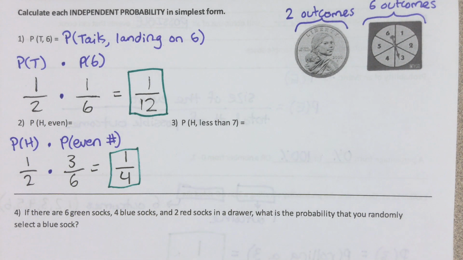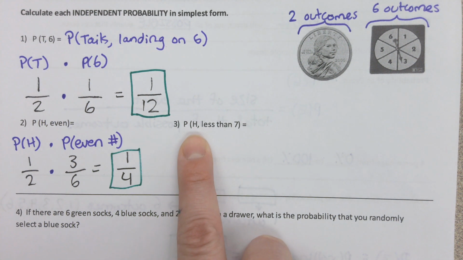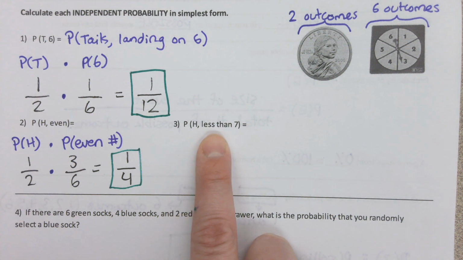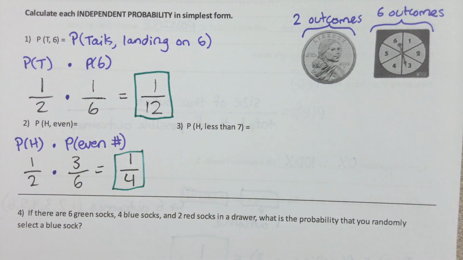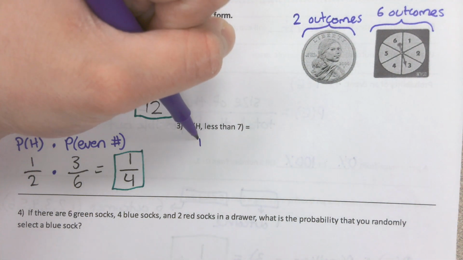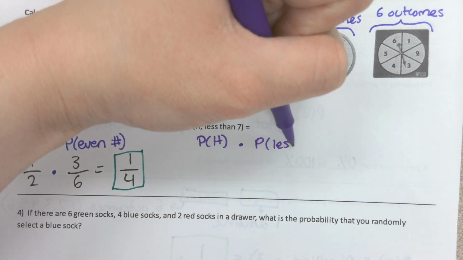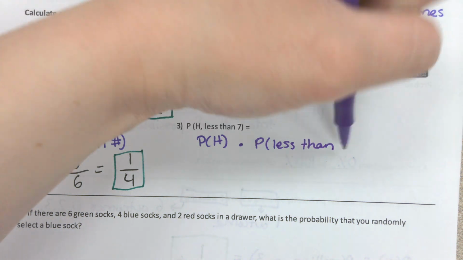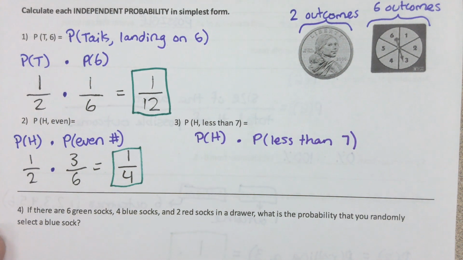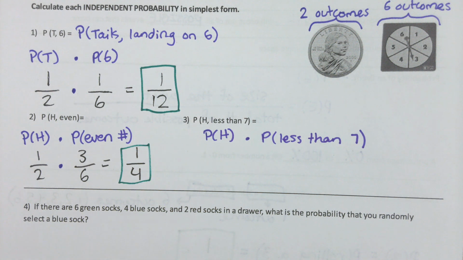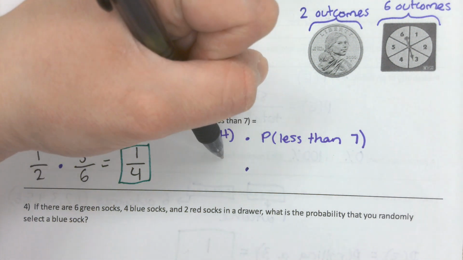One more, number 3. Probability of heads, probability of less than 7 on the spinner. Probability of heads doesn't change. It's still the same thing as number 2. It's 1/2.